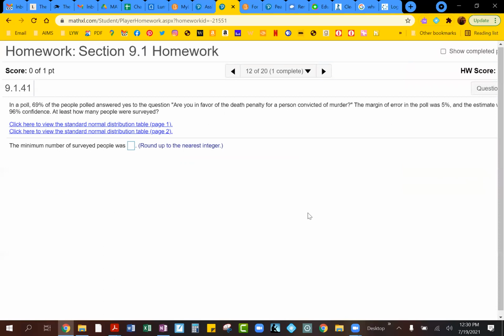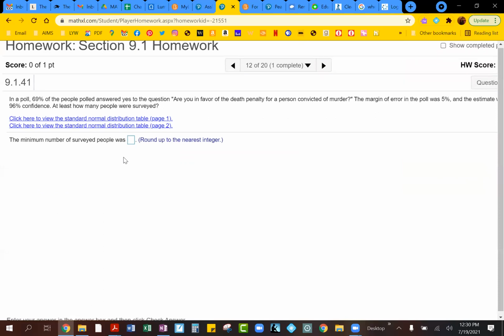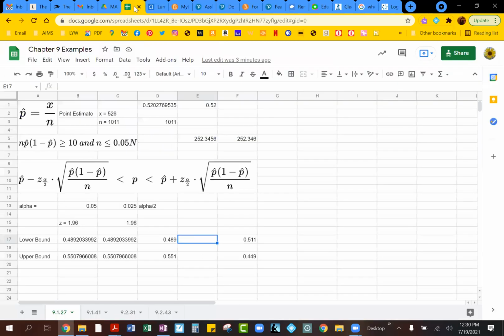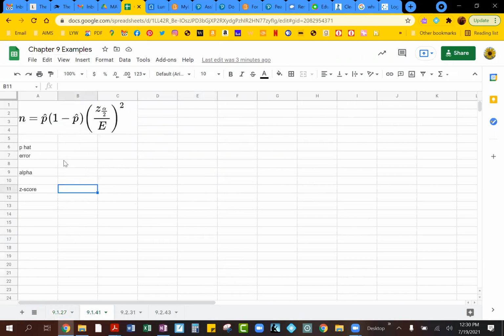So let's take a look at this one over here. We are asking what was the minimum number of people surveyed. So we need to come up with that. But before we can do that, let's take a look at what information we have here. I believe I have a chart for this also. Okay, there we go, 9 point.